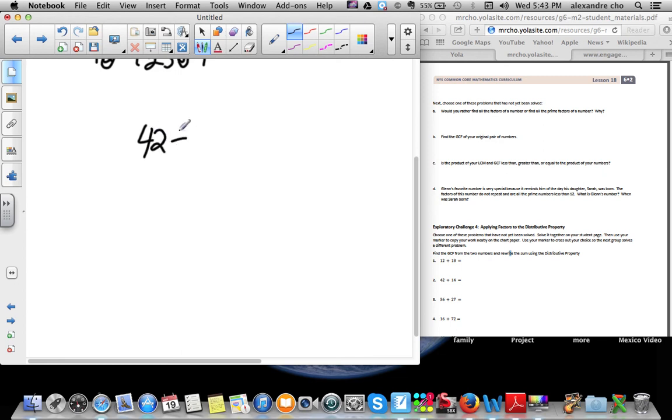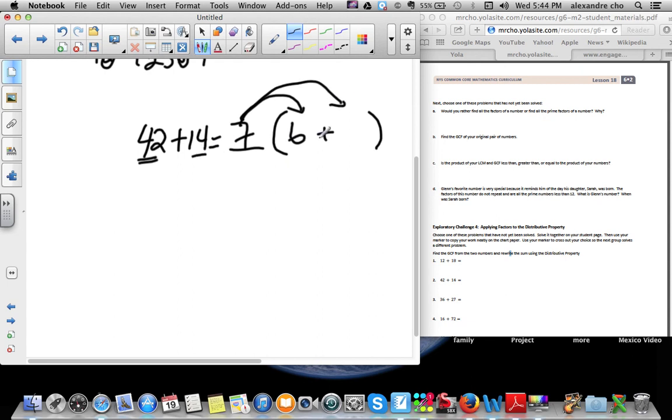42 and 14. Again, we want to write an equivalent expression. Okay, so what number goes into 42 and 14, or what is the GCF of 42 and 14? In this case, it would be 7. All right, so ask yourself, remember, we did this earlier in the year with Angry Birds, 7 times what will give you 42 here? Will be 6. And 7 times what number will give you 14? Will be 2. Okay, so they both are equivalent.